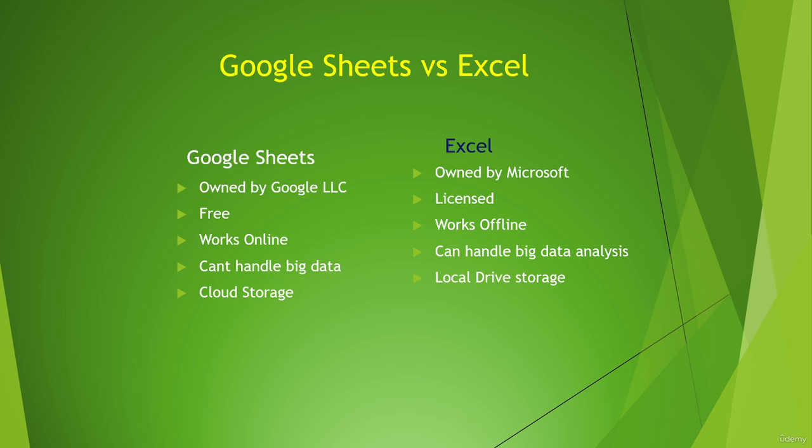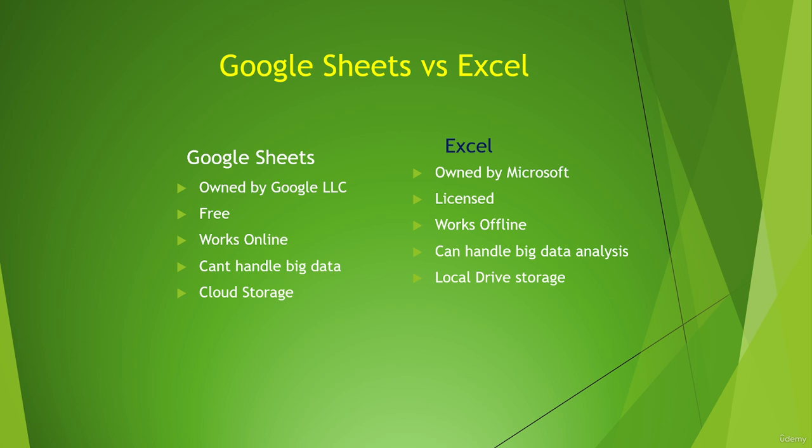Then number three, in terms of online and offline, Google Sheets, you will have to work online. You must have a computer that is connected to the internet so that you access Google Sheets via the Chrome browser. On the other hand, with Excel, as long as it is installed in your computer, you don't need internet to work on Excel. You can work offline. That is another advantage for people who have a challenge with internet.